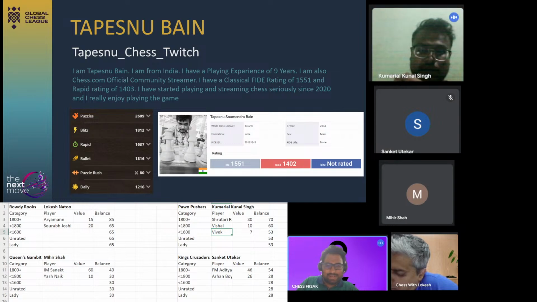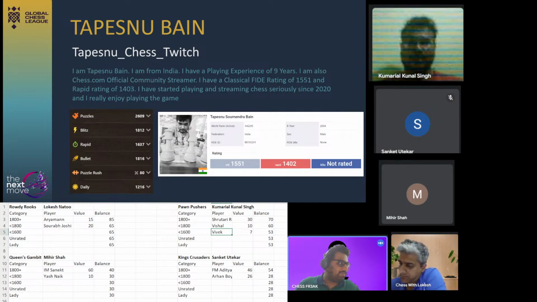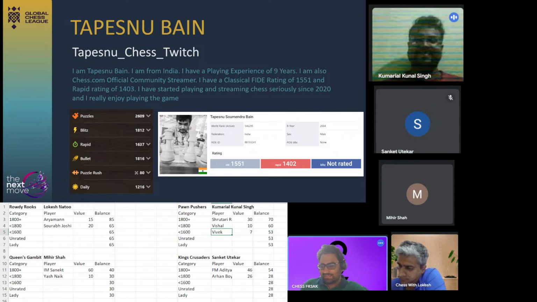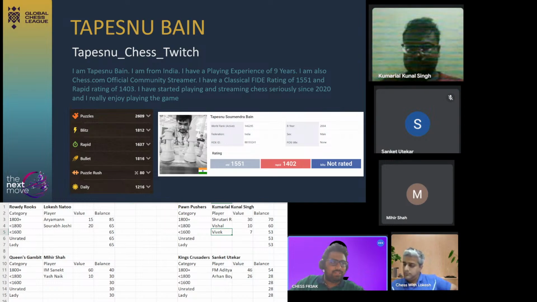10 points to the Queen's Gambit, and I know for a fact that Tapesnu and Lokesh are pretty close friends and they are neighbors. So let's see if Lokesh Natu bids for his neighbor. 10 points, Queen's Gambit, Tapesnu Bain. Do we see any bids from Sanket or Lokesh? 10 points, he's a steal. I can vouch for that. 10 points going once to Queen's Gambit, Tapesnu Bain.